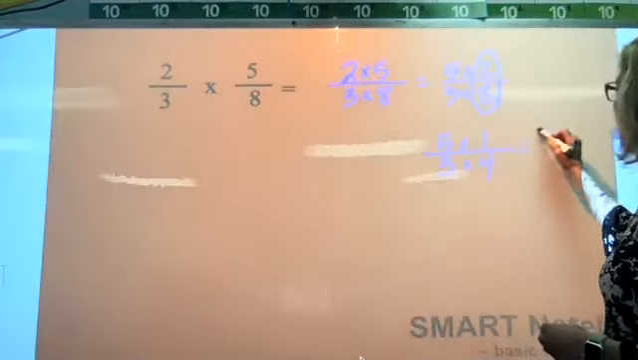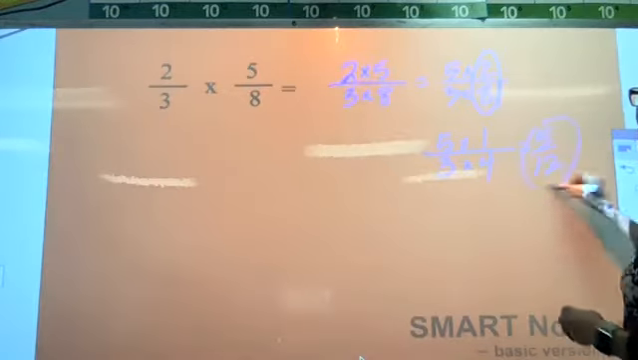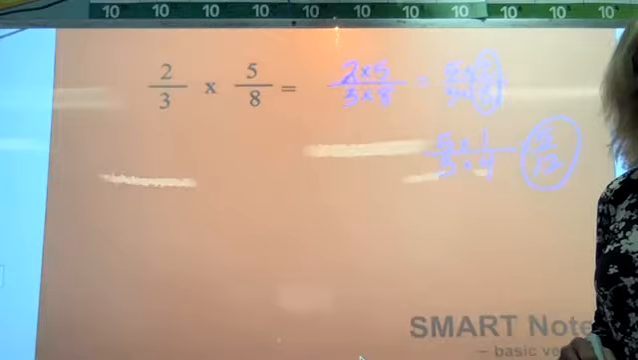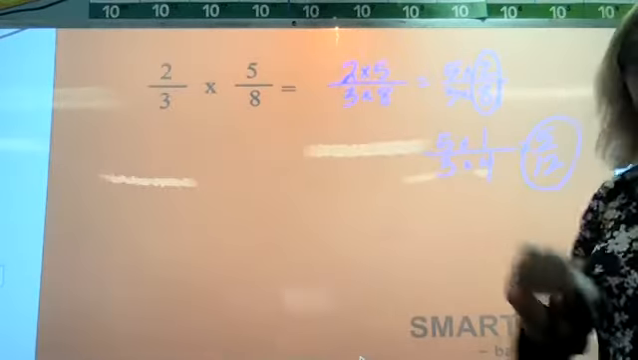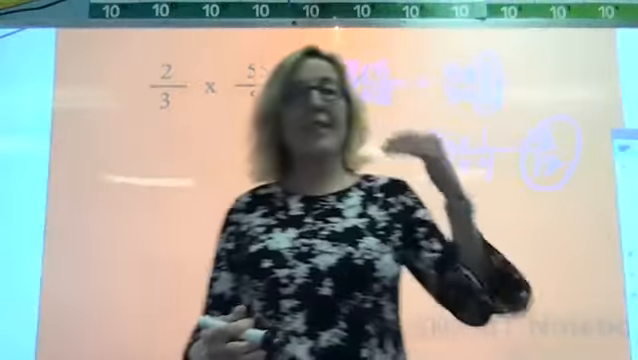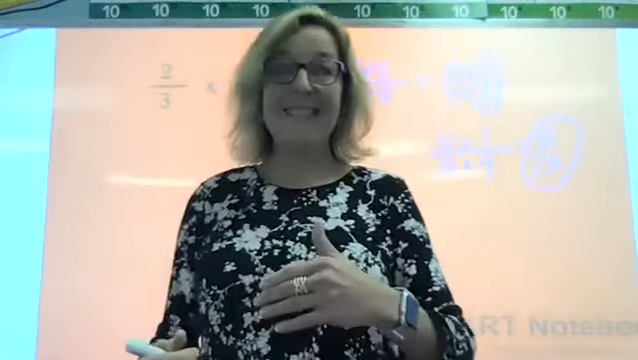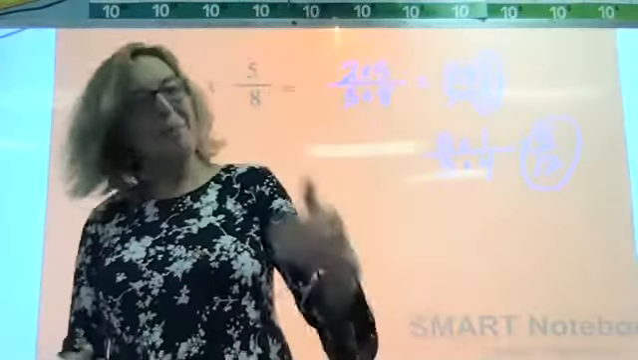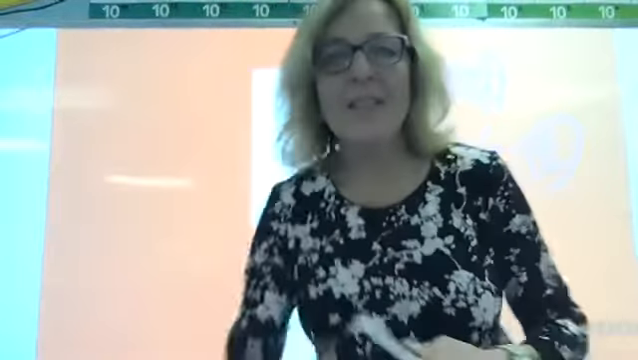Now if we multiply, you can see we get the same result as before when we multiplied and then simplified. All we're doing is reversing the order. Instead of multiplying and simplifying, we are simplifying and then multiplying. You try saying that fast. Okay, let's try a few.